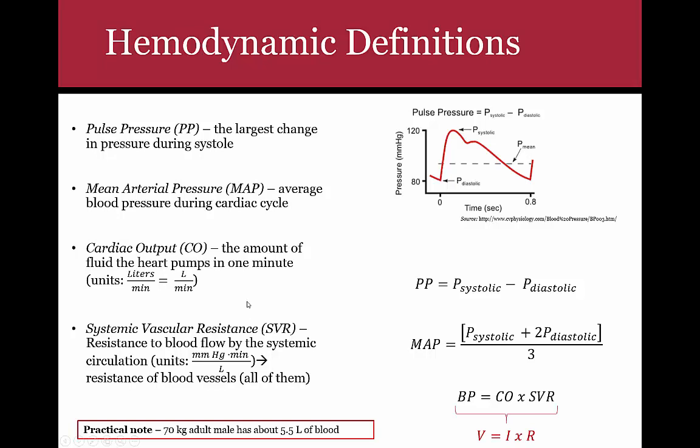Another metric is called cardiac output. This is the amount of fluid that the heart pumps in 1 minute. That's measured in liters per minute. It's kind of like current, right? It's just how much of something, or some volume, passes through a cross-sectional area over a certain amount of time. So that's called cardiac output.